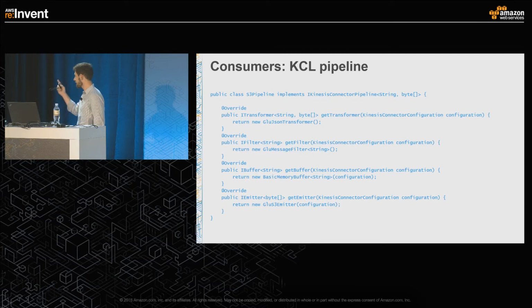This is actually our exact pipeline. I didn't change any code here at all. You can see there's a transformer class that implements the ITransformer interface, a filter class that implements the IFilter interface, a buffer class that implements the IBuffer interface, and an emitter class that implements the IEmitter interface. I'm going to get into some of the details about our transformer, but really quickly, let's talk about that basic memory buffer.